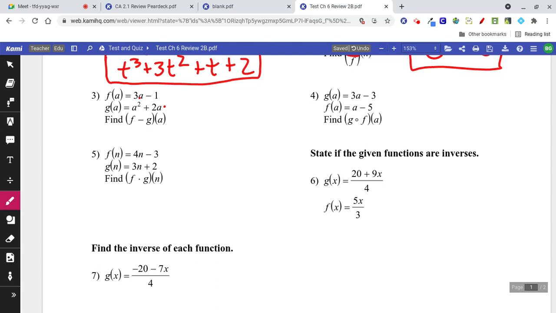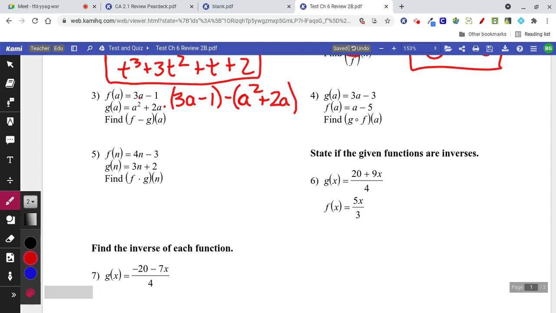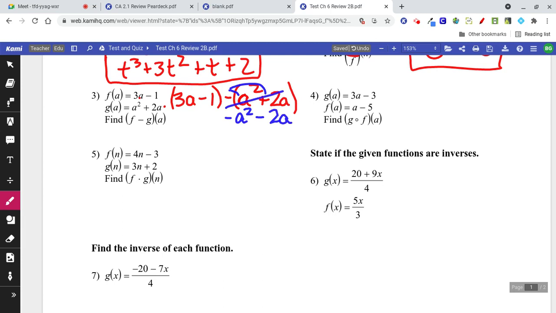So you're taking f minus g, and a lot of students will get tricked by this because you have to subtract the a squared and also subtract the 2a. So I like to think of it as distributive property. You're distributing the minus, so it's going to be subtract a squared and it's going to be subtract the 2a.